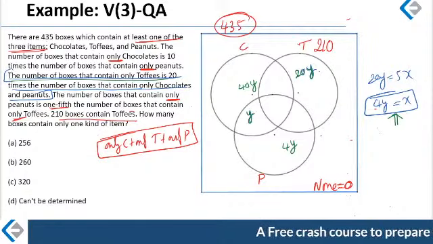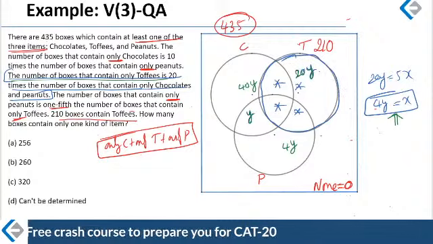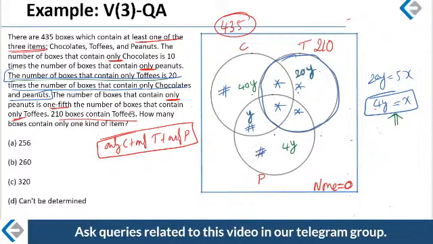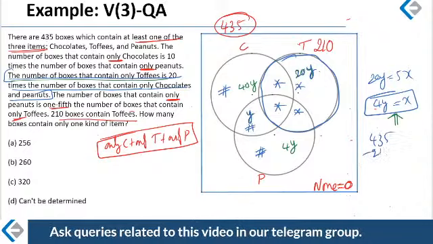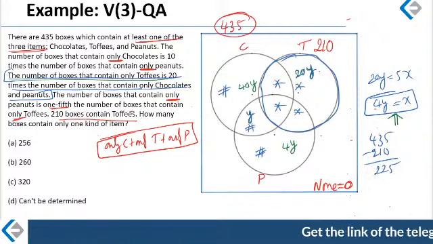Now here he's saying that all these cells are 210. Which cells are 210? This cell, this cell, this cell, and this cell. So all of this circle put together is 210. Now look at the second hash and the third hash. The value of these three hashes put together is 435 minus 210, which becomes 225. That should be the value of all these hashed regions.